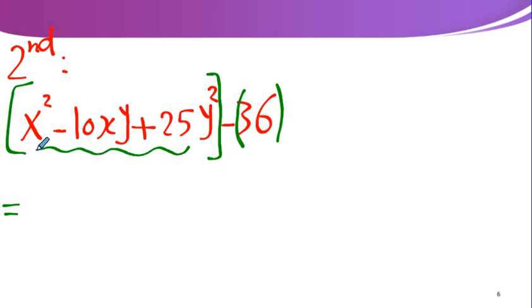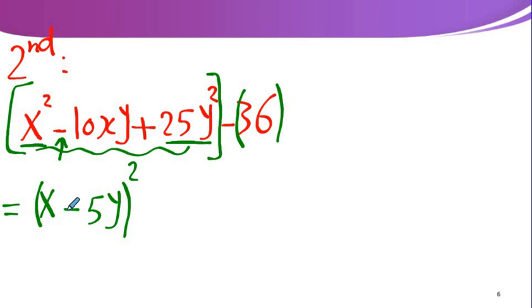And now this expression is a perfect square trinomial. So to factorize it, only put brackets to the power 2. X squared will be x, 25y to the power 2 will be 5y, and the sign like the middle term, so it will be negative. Minus what now? Minus 36.